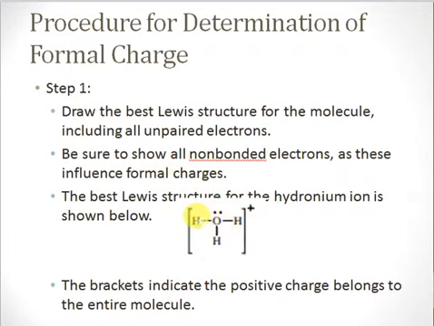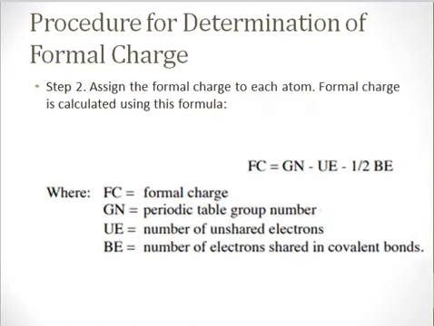This oxygen is forming a covalent bond with the hydrogen, so there are 2 electrons between hydrogen and oxygen. Similarly, there are 2 electrons between this hydrogen and oxygen, and also 2 electrons between this oxygen and hydrogen. Here we are showing a square bracket that indicates that the positive charge belongs to the entire molecule. We now have to determine where this positive charge resides. Either it is on one of these hydrogen atoms, or on the oxygen atom. To determine the formal charge, we have to use a formula.